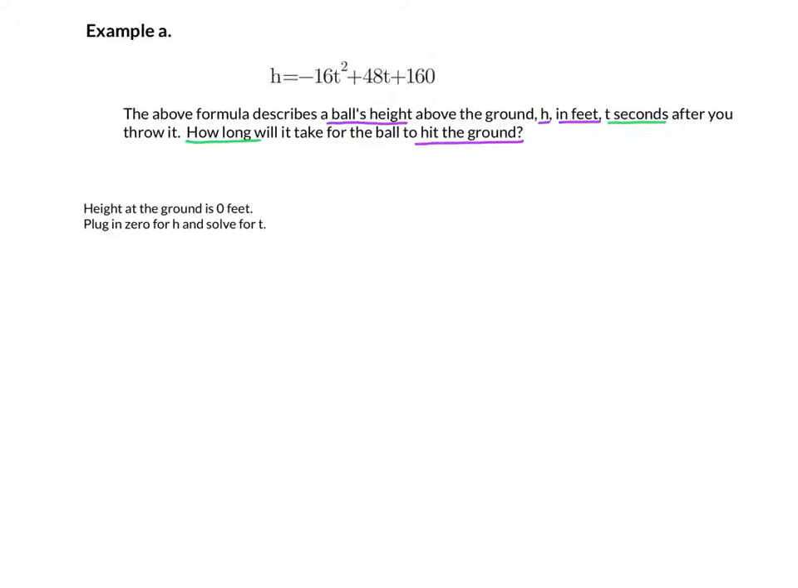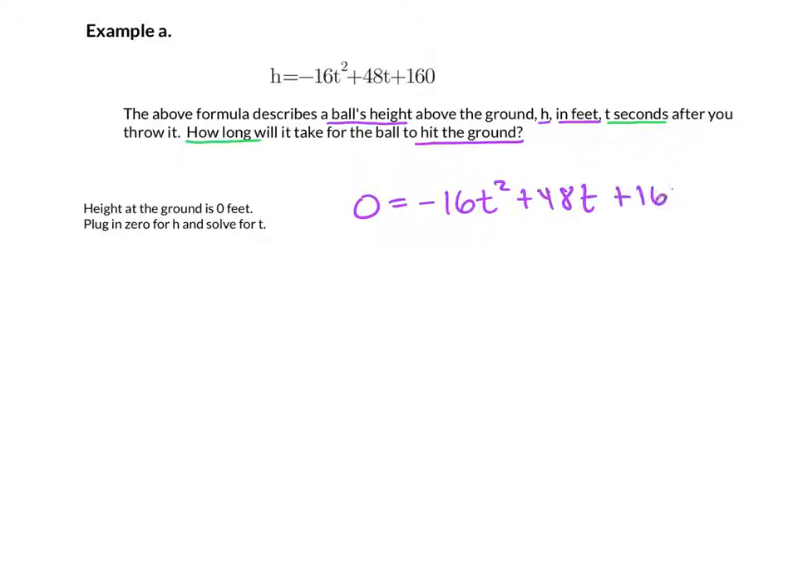The height at the ground, does everyone agree? It is 0 feet. That's always the thing that people have problems with on this. They don't understand that, yes, they were told the height. Okay, so anyway, what we want to do is plug in 0 for h, and then we're going to solve the equation.